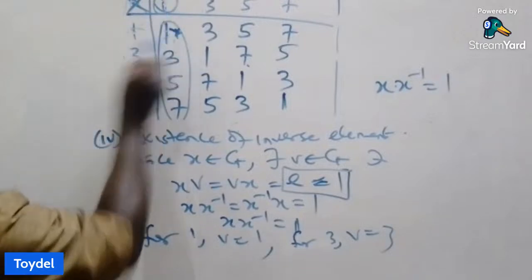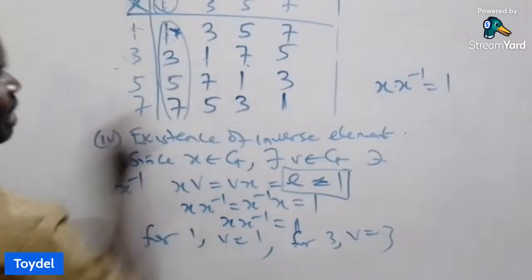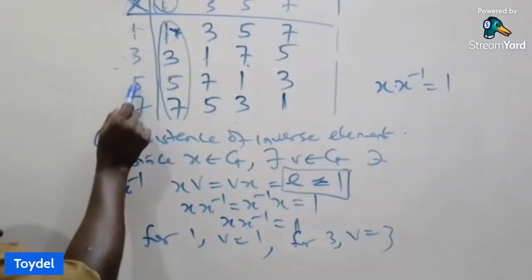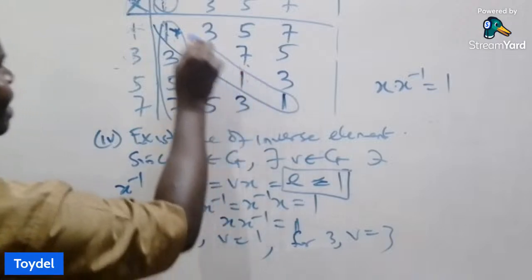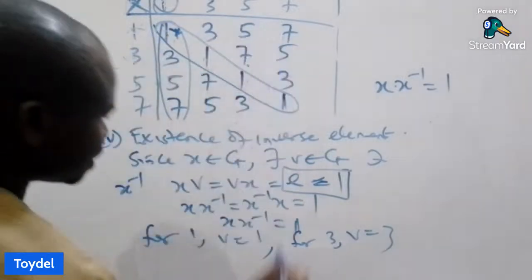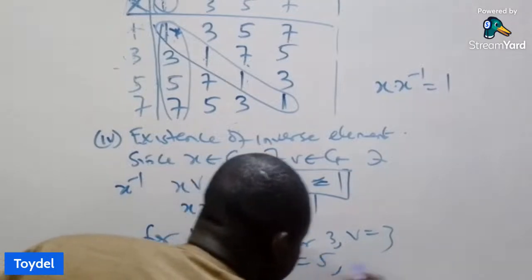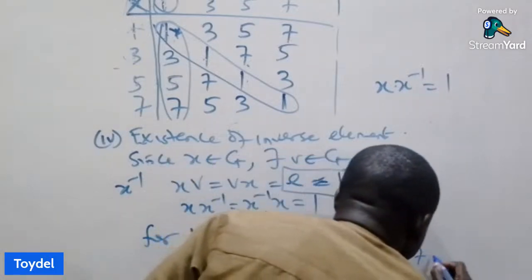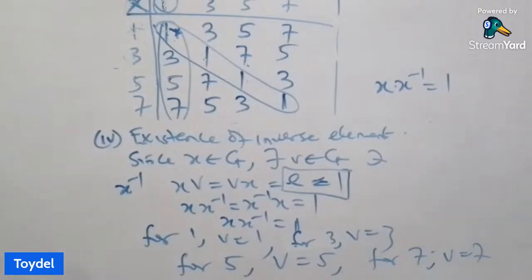Look at this. 1 times 1, I'm able to get 1. Where will I get 1 here? 3 times 3 is 1. Look at the third one here. 5 times 5 is 1. So how do we get the inverse? For 5, the inverse element is also 5. Then for 7 also, the inverse element v is also 7.